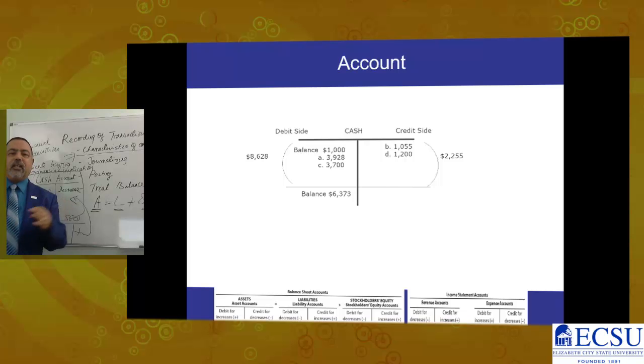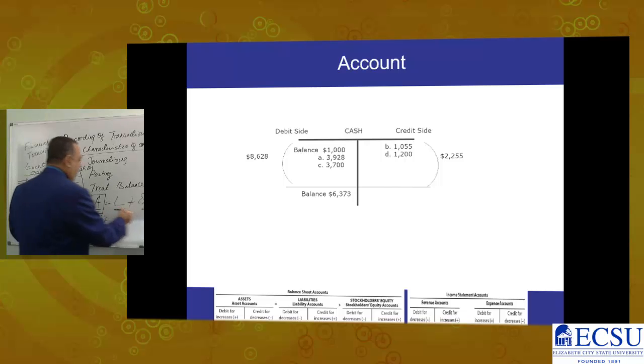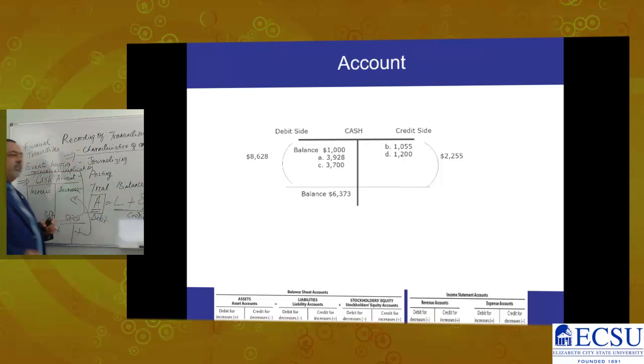If I subtract the 2,255, I get 6,373. So 6,373 is the balance. Now, you have to always understand that all assets will have a debit balance, and liabilities and owner's equity will have a credit balance. So that is something that you have to understand.